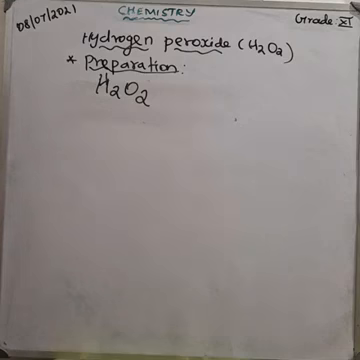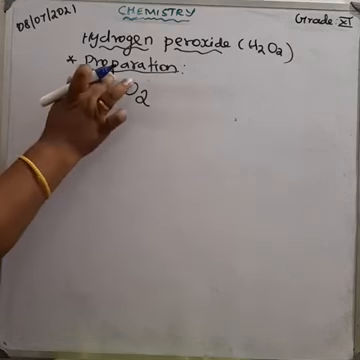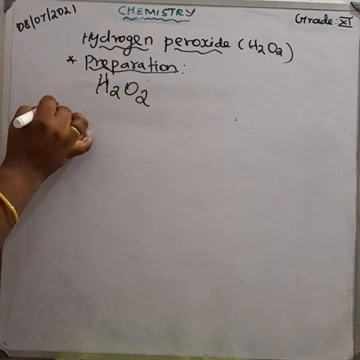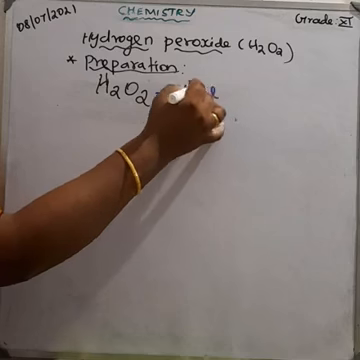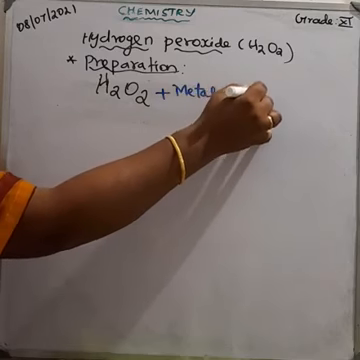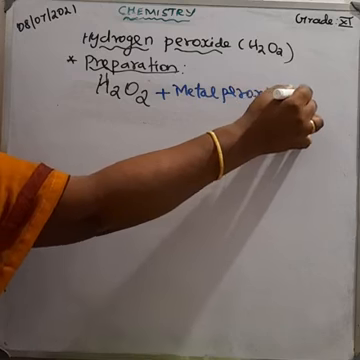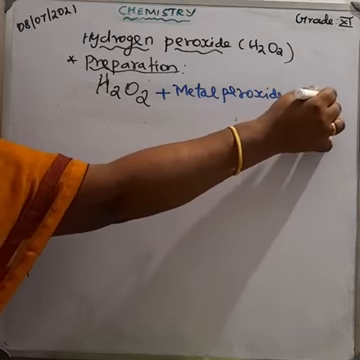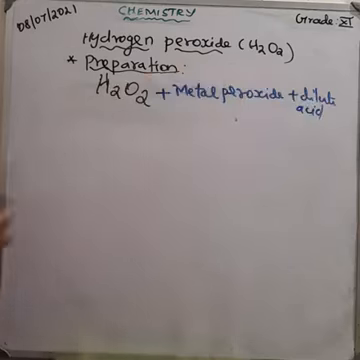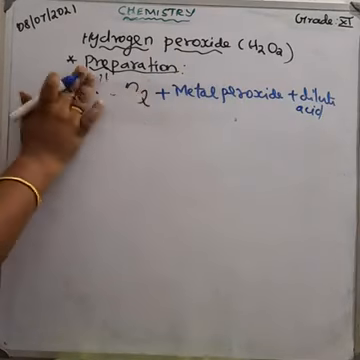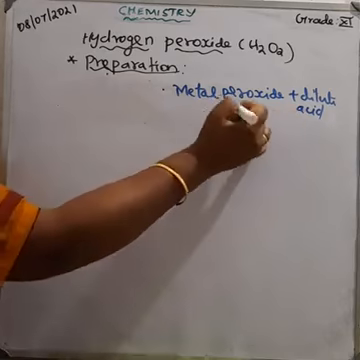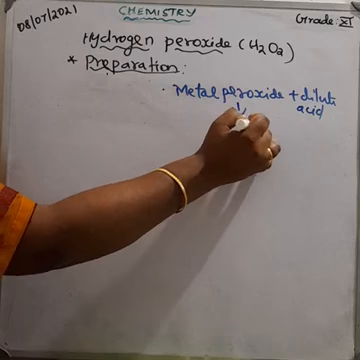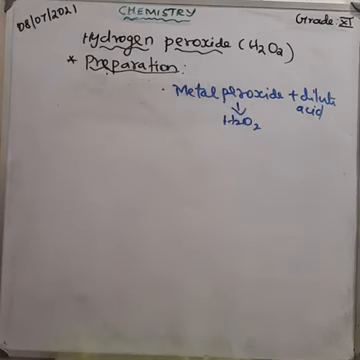It can be prepared by treating metal peroxide with dilute acid. Metal peroxide means metal. You know about the metals: sodium, magnesium, beryllium, barium, calcium, strontium, rubidium, the alkali metals, and the first group and second group in the periodic table. First group elements and second group elements we call the metals.